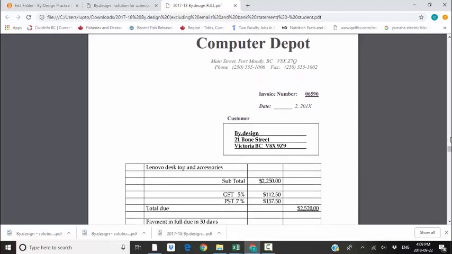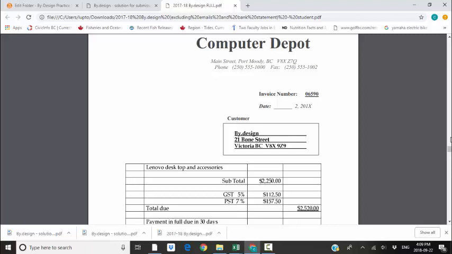Our purchase from the computer depot, so we're buying computer equipment. Now, if you look at it, there's the price, $22.50. There's GST and there's PST, $157.50. GST we actually set up two accounts for. We set up an asset account, GST paid, and that asset account is all the GST we pay out. We set up a liability account called GST collected, and that's all the GST we collect on our services.